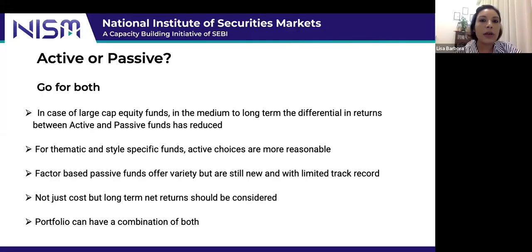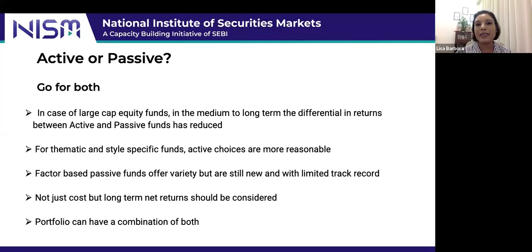Not just costs, but also the basics of active versus passive. The argument is that passive funds are low cost. You can invest in a passive fund for as low as 7 basis points, but active funds can have up to 200 basis points of expense. So that is a big difference. But you shouldn't always just consider cost. You need to also consider the net returns, whether in the long run, passive funds are really adding to your portfolio or not. And of course, a portfolio can have a combination of both. It doesn't have to be either or.